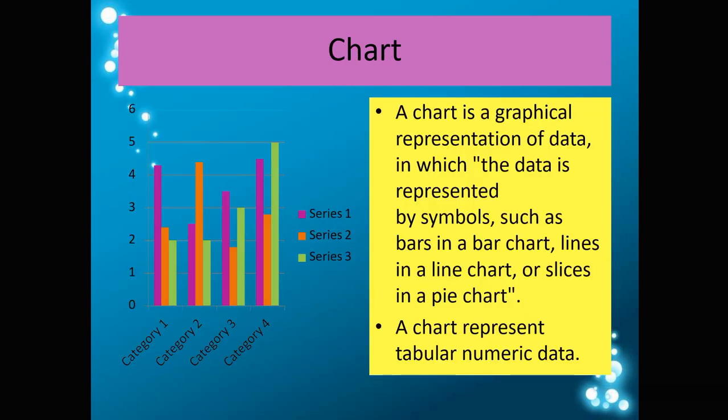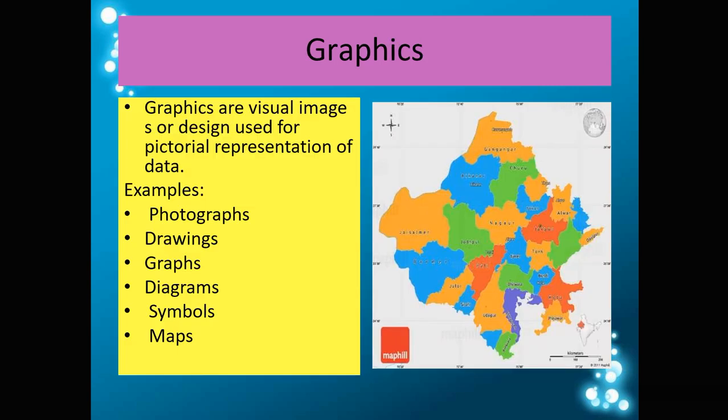A chart is a graphical representation of the data in which the data is represented by symbols such as the bars in a bar chart, lines in a line chart, or slices in a pie chart. A chart represents tabular numerical data. Whatever your data is, how it is synchronized and how it is analyzed, the chart will be representing that.